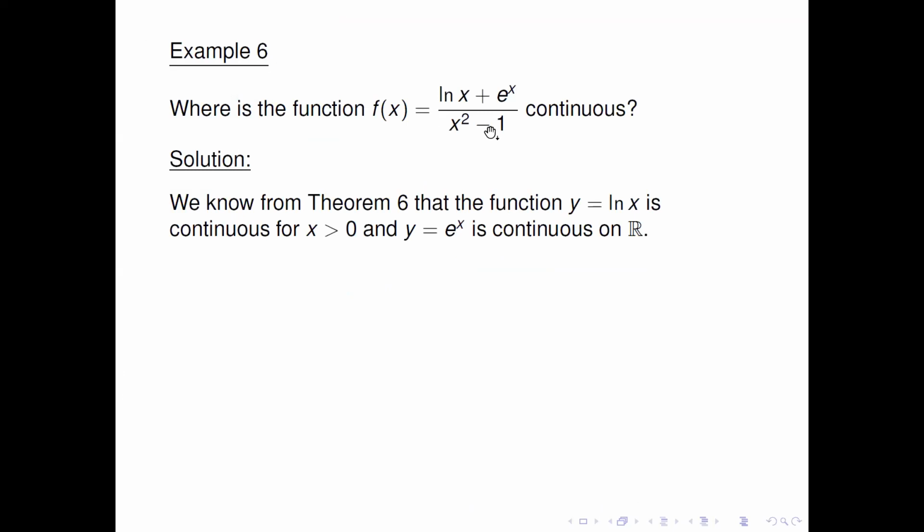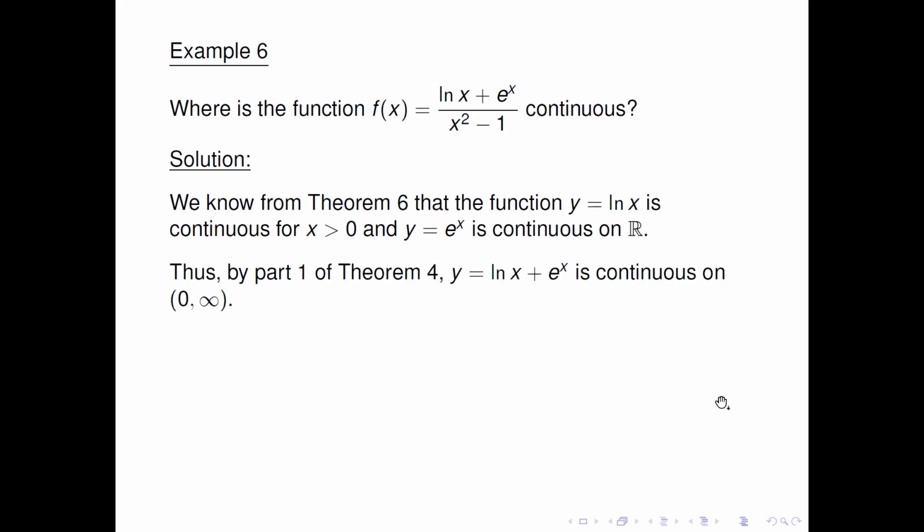Okay, so let's see how far we get with this example. So here we've got the sum of two functions in the numerator. We've got a polynomial in the denominator. And so we've got this quotient of functions. We know from theorem 6 that the function y equals ln x is continuous when x is positive, and y equals e to the x is continuous on the whole of the set of real numbers. By part 1 of our theorem 4, y equals ln x plus e to the x is continuous on the set of all positive reals.